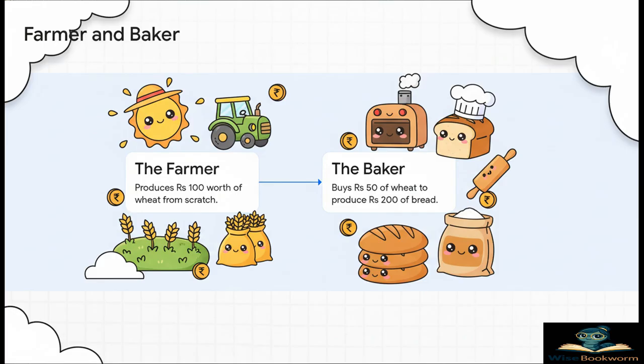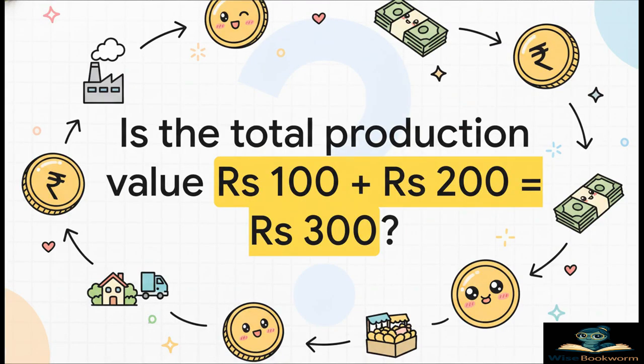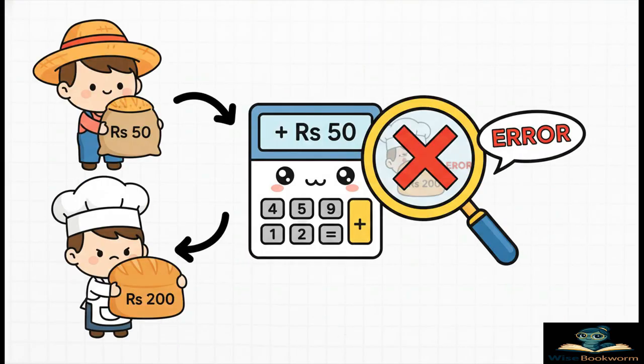Let's use a super simple example to see why this is so critical. Imagine a tiny economy with just two people, a farmer and a baker. The farmer grows and sells 100 rupees worth of wheat. The baker comes along, buys 50 rupees of that wheat, and uses it to bake 200 rupees worth of bread. So the temptation is to just add it all up, right? The farmer's 100 plus the baker's 200. Does that mean our little economy produced 300 rupees of value? What do you think? Nope, no way.